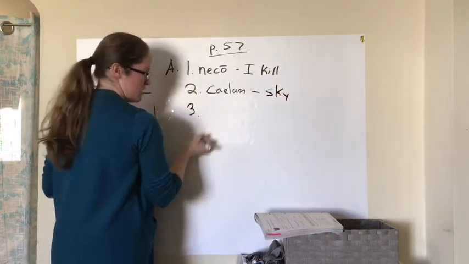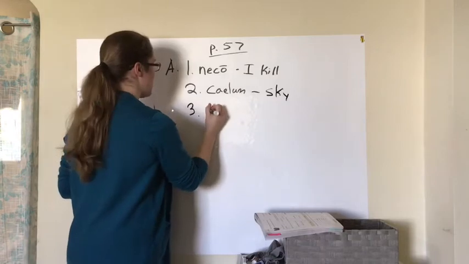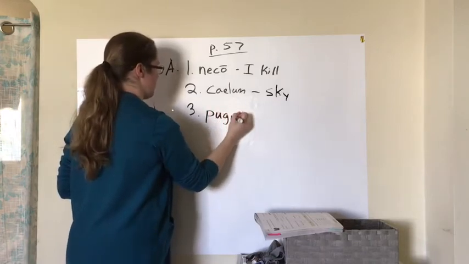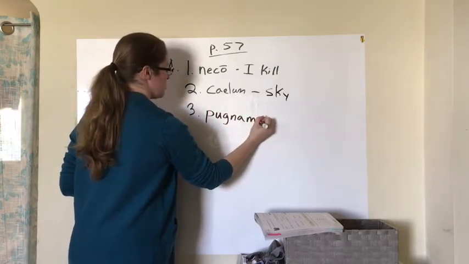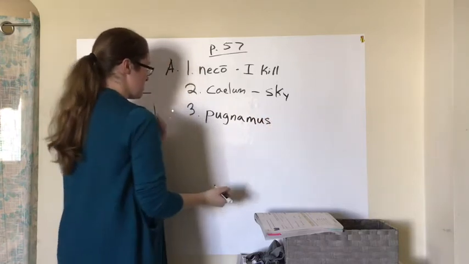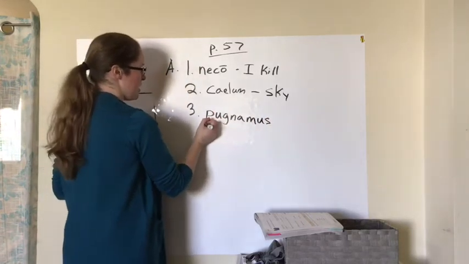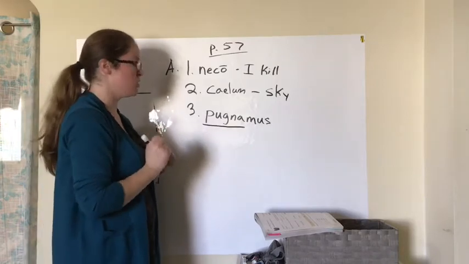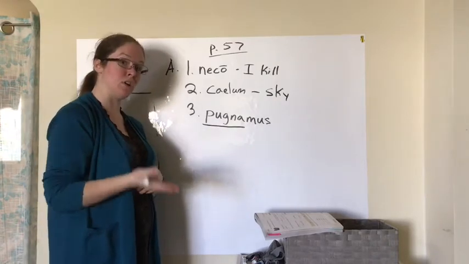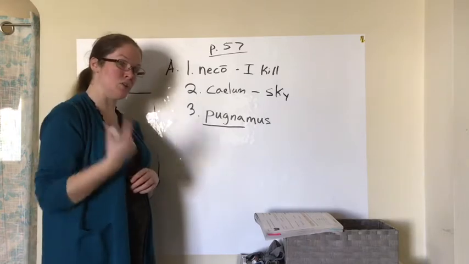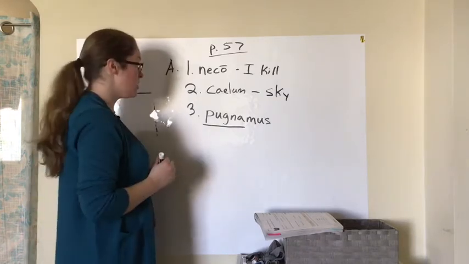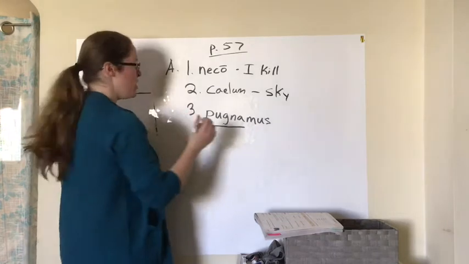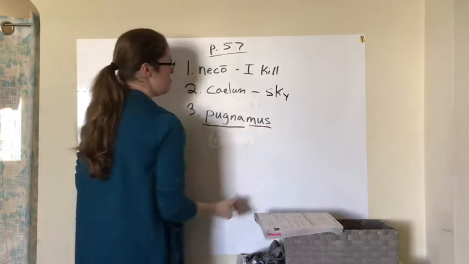Number 3, we have pognamos. This one we're going to have to look just a little bit more carefully at. Pognamos. Okay, so it does come from one of our Latin words from this chapter. Pugno, pugnare, pugnavi, pugnatum. I fight, to fight, I fought, fought. But we have a mus.